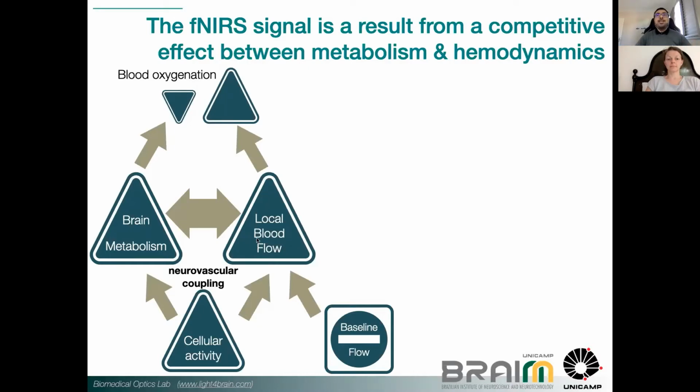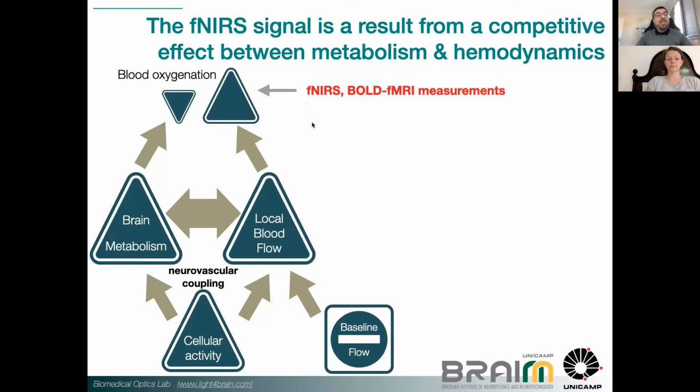So in the end, what we are measuring in this cascade of events is at the end of this cascade, right? So the NIRS measurements, the BOLD measurements, is typically measuring the end result of this competitive effect on blood oxygenation, right? So metabolism drives blood oxygenation to decrease, and flow drives blood oxygenation to increase. And because there is a mismatch in this increase and decrease, right? Flow increases more than what is needed from metabolism or what's consumed by metabolism. You have an increase in blood oxygenation.